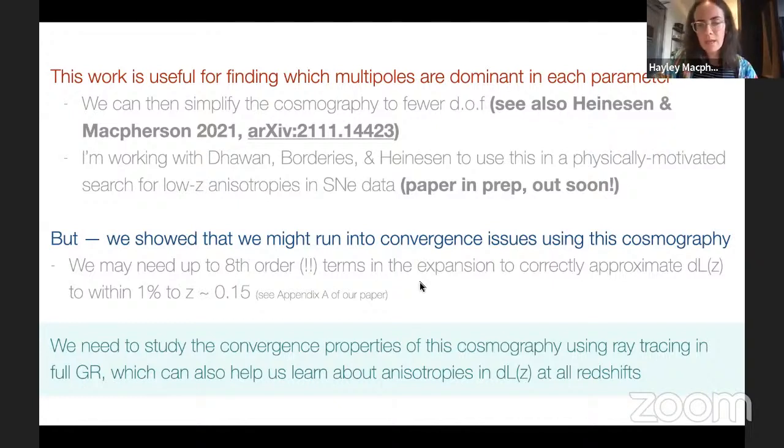And this is something that we have been working on using exact ray tracing in numerical relativity simulations. Not only can this help us assess the convergence properties of this series and at what redshift ranges we can actually apply it to data, but it can also help us learn about anisotropies in the luminosity distance at all redshifts. And so I think I still have some time.